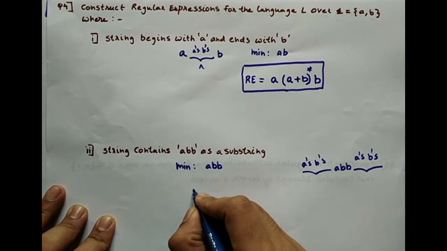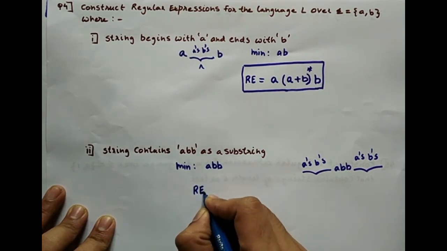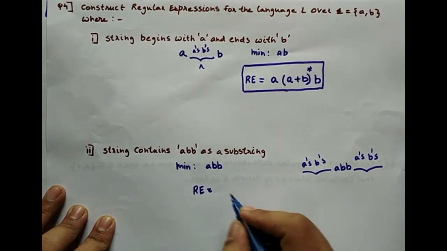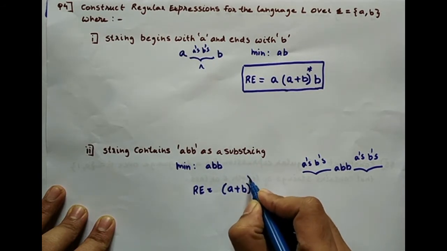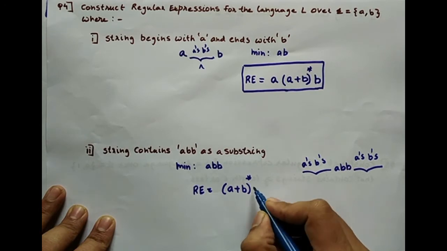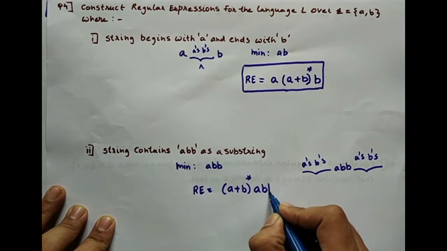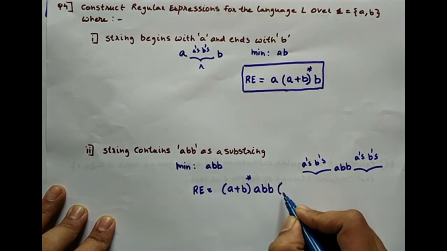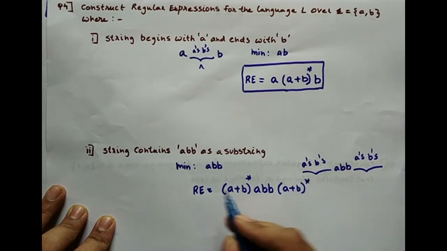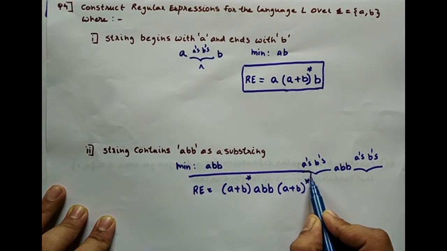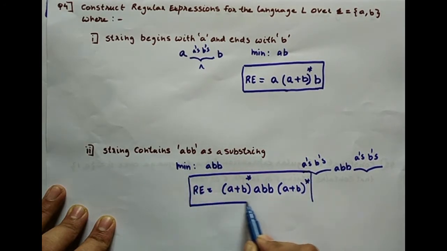So in general, the required regular expression is: first any combination of a's and b's, (a+b)*, then abb. So abb is a compulsory substring, and followed by again any combination of a's and b's, so again (a+b)*. So this is the required regular expression.